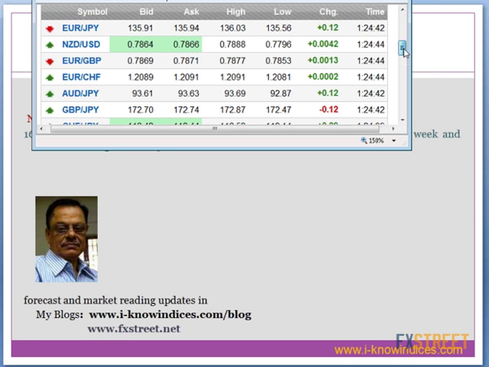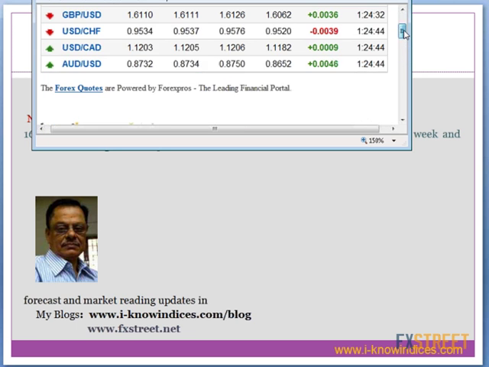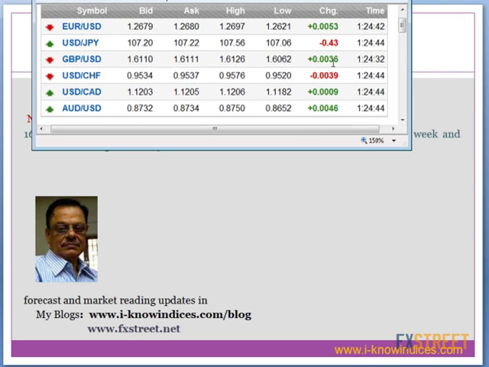At that time, we will find Euro, GBP, and USD yen showing negative net change. And USD yen will be showing nominal negative net change. But Euro and GBP will show big negative net change. And as a result, you'll find Euro yen and GBP yen will come down, and also Australian dollar yen.